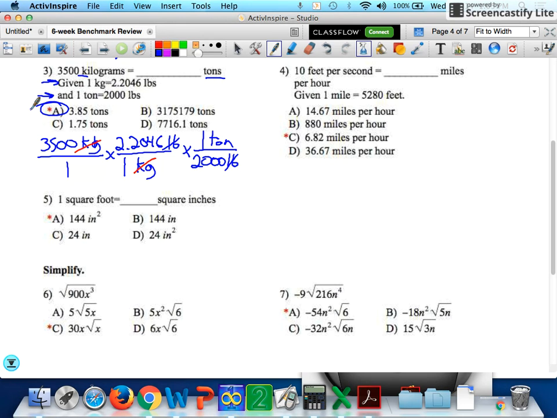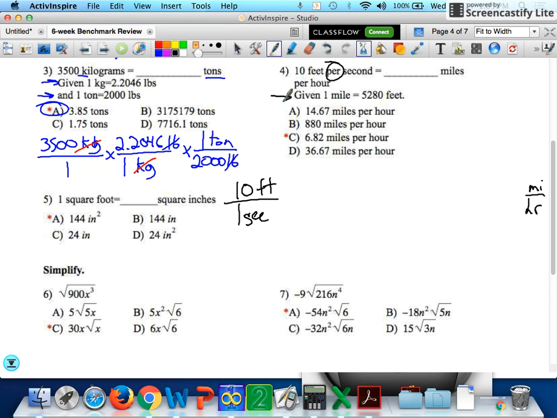Okay? Number 4 is similar, but this time it is a rate. How do I know it's a rate? It's got the word per in it. So that means we're starting out with 10 feet per 1 second. And we want to finish the problem with miles per hour. So I've got to go from feet to miles and seconds to hours.